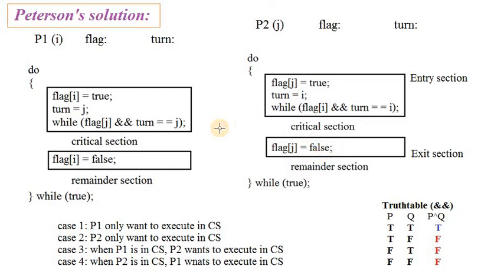Let us see what will happen in some of the cases. First of all, we need to maintain the variables called flag and turn here, and here also flag and turn. So what is the first case? The first case is when P1 only wants to execute in the critical section. Then P1 only wants to execute.